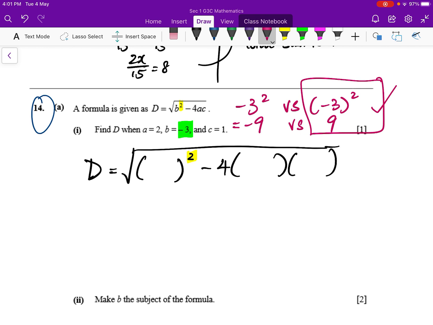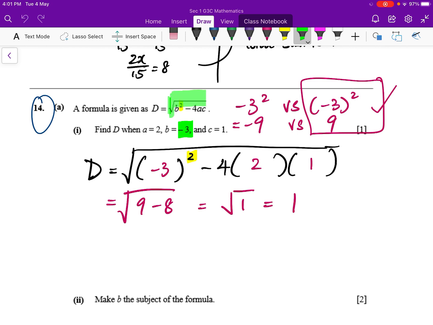Okay, so let's start with B. B has a value of -3. A has a value of 2 and C has a value of 1. So putting them all into the formula, we have square root of +9 minus 8, which gives us square root of 1, which is just 1. So the value of D is 1. Notice that given in the question, it is a positive square root. They did not put plus minus. So we are expecting a positive value of 1.